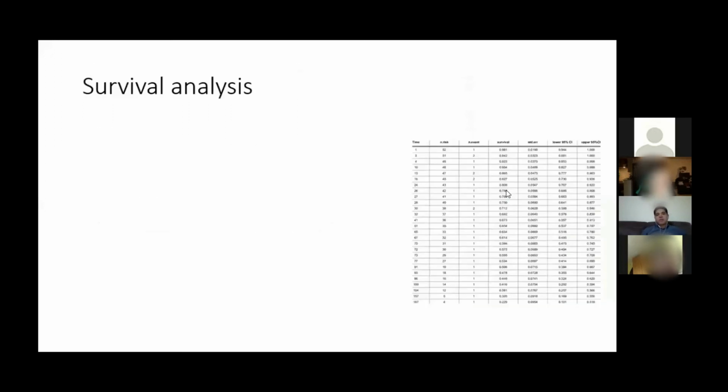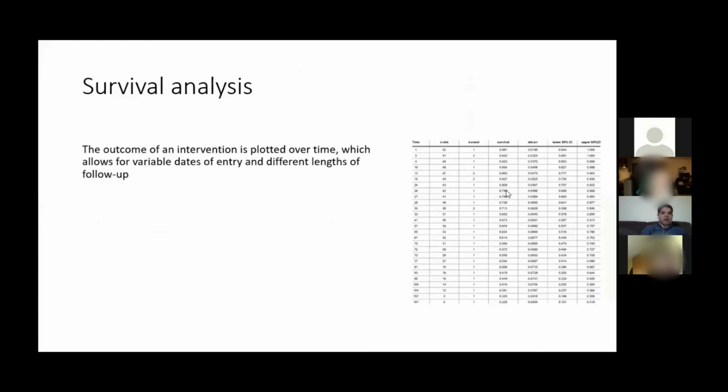Okay, so survival analysis, how can you do survival analysis? There are different methods of analyzing the survival outcome of an intervention. It's very common for arthroplasty, like hip or knee arthroplasty, to do survival analysis. The outcome of the intervention is plotted over time, which allows variable dates of entry and different lengths of follow-up.